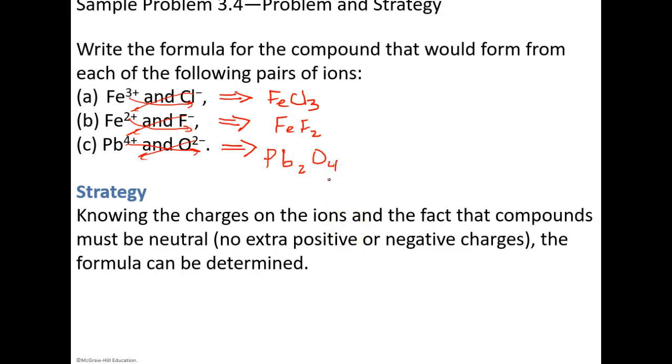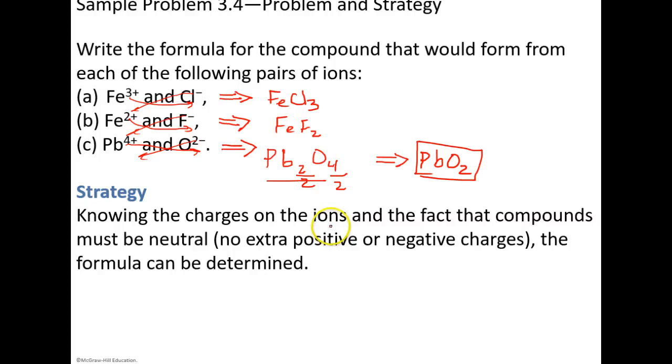4 goes down there, 2 goes down there, Pb2O4. Hopefully you're sitting there saying, no Garber, that's not correct. If you are, good job. This is not the lowest common multiple. These need to be divided by the number 2. So the actual answer is PbO2. That should be the correct answer. If you did that, good job. You understand the crisscross applesauce, type 1 and type 2.